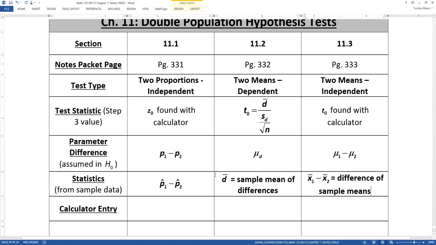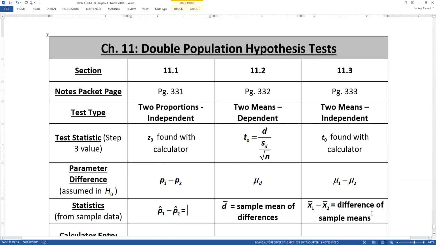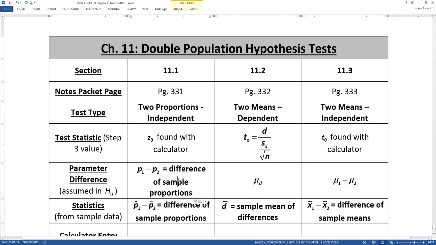For 11.2, you actually find the differences first because they're matched pairs, and then find the mean of that. For 11.3, you find each of them separately because they're independent. So you find their means and then compare the two. And of course, 11.1 is different anyway because 11.1 is about proportions. So that's the difference in sample proportions, using that difference in sample proportions to hypothesize what you think the difference in the population proportions is going to be.